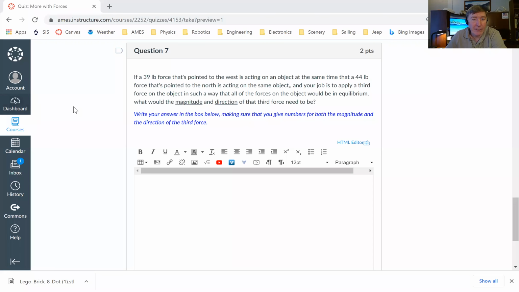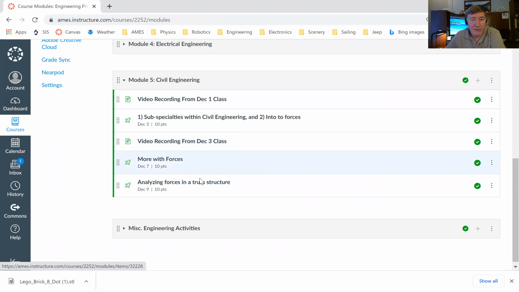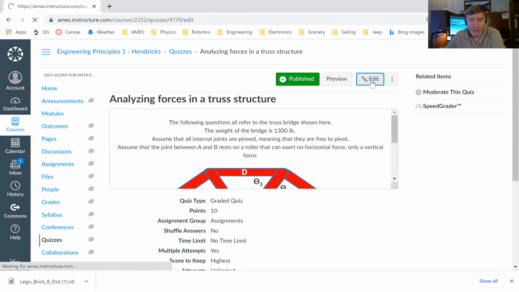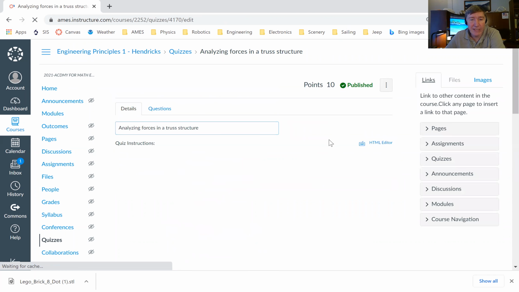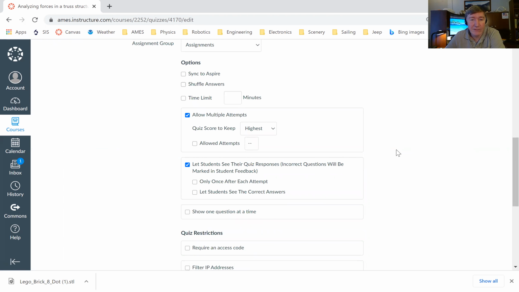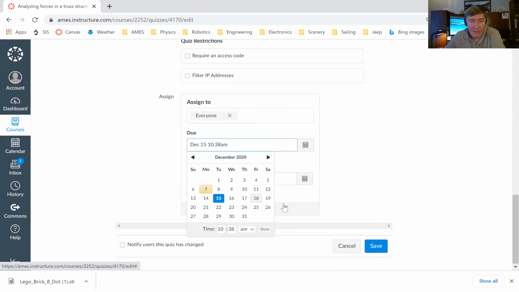So if we go into Canvas, if you go back up to the modules, when you come down to here, you're going to see analyzing forces in a truss structure, which is due next time we meet. Let me change that. Instead of being due on Wednesday, I'll make it due next time we meet, which will be Tuesday of next week. Oh, good grief. Tuesday of next week. Yeah. Okay, well, that's what we'll do. And by the way, that 10:38, that's not right. 12:44 is what it should be.